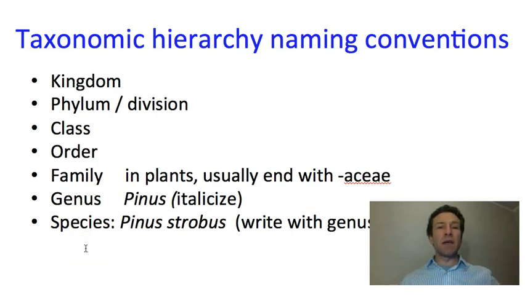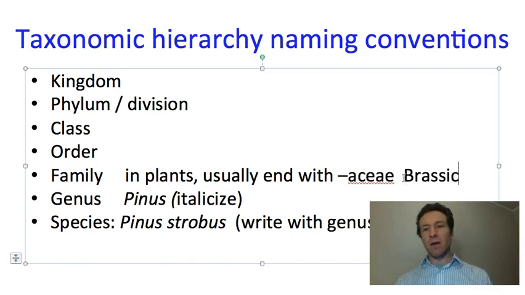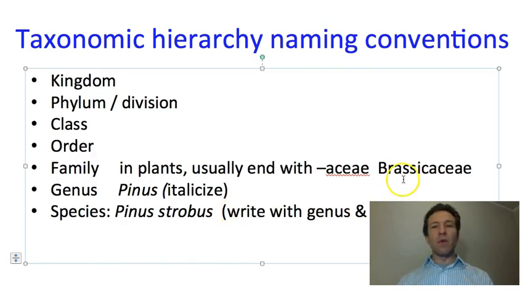When we use these names, there are some rules. I'm not going to teach you all of them, but I'm going to tell you a few of them that will help us recognize what level in the hierarchy we are talking about. So family names in plants usually end with the letters A, C, E, A, E. So for example, if you were to see the word Brassicaceae, then you would know this must be the name of a family because it ends with ACEAE.